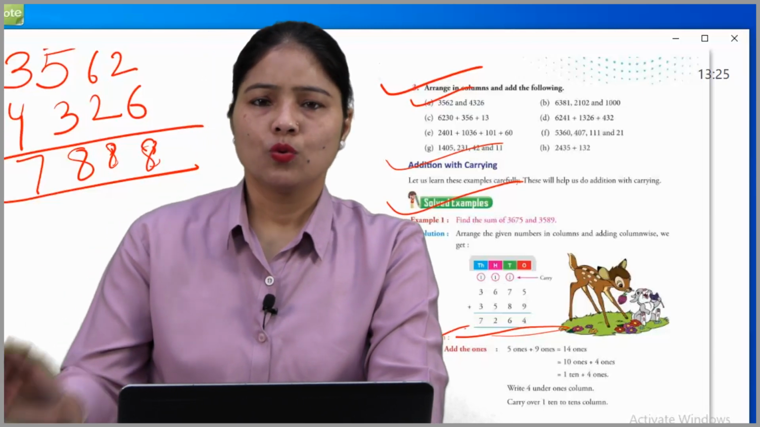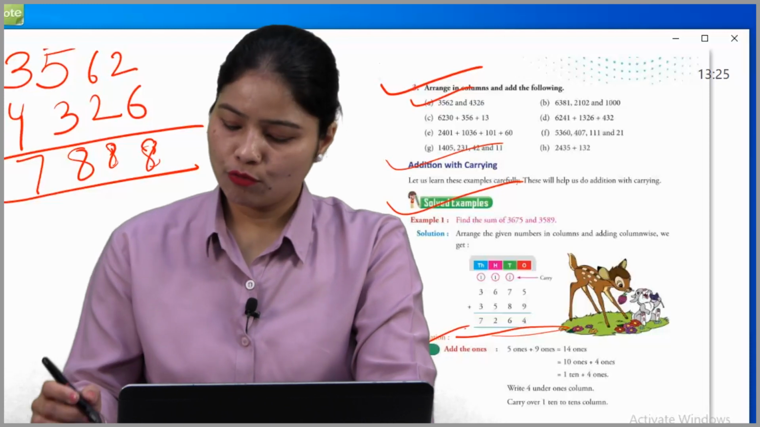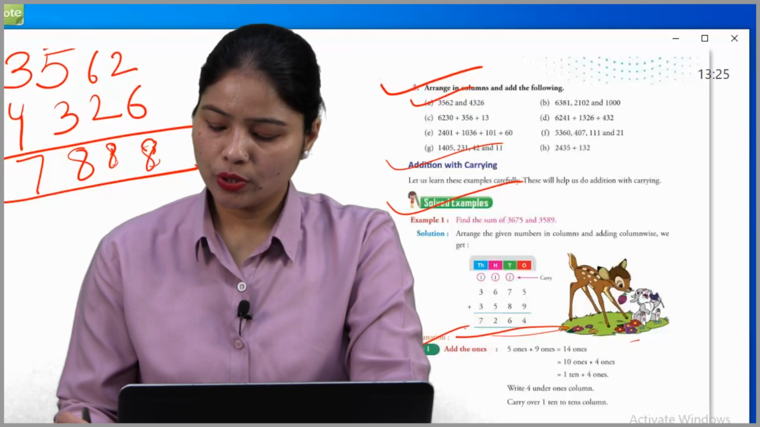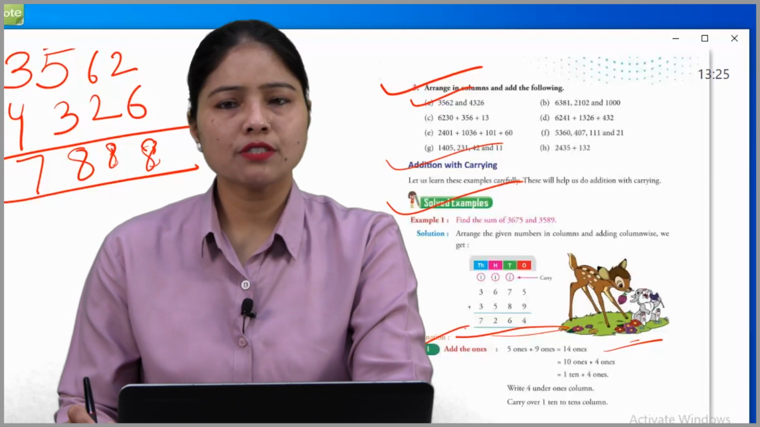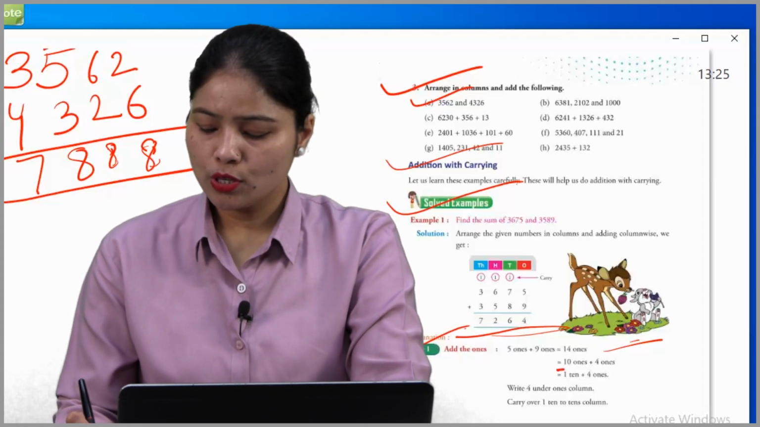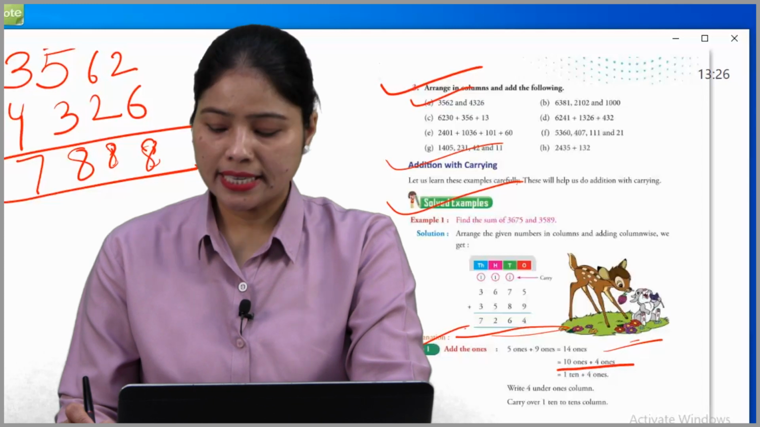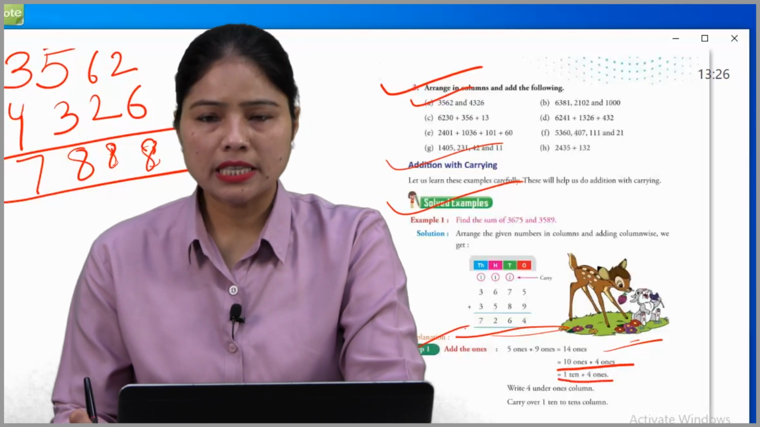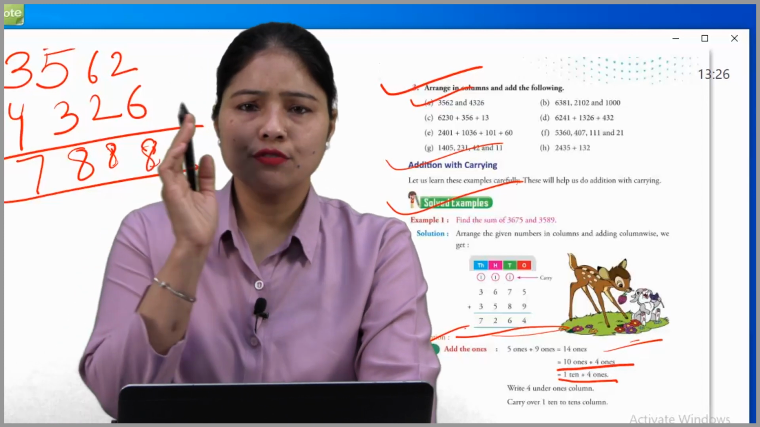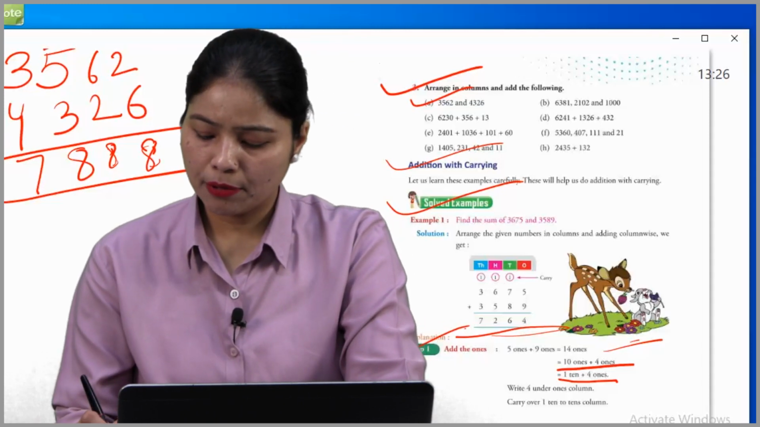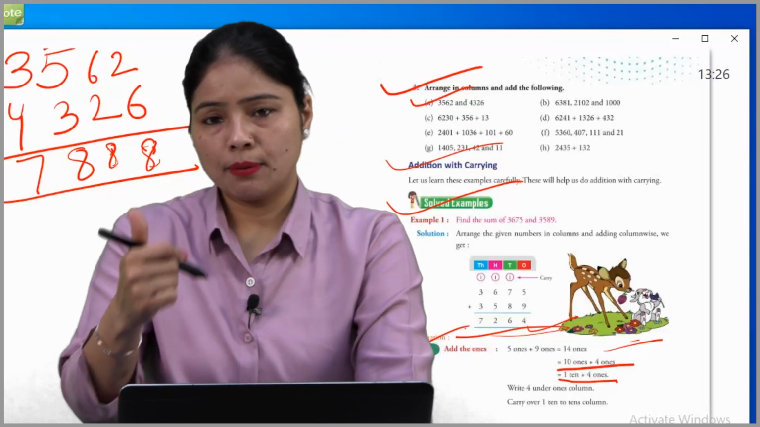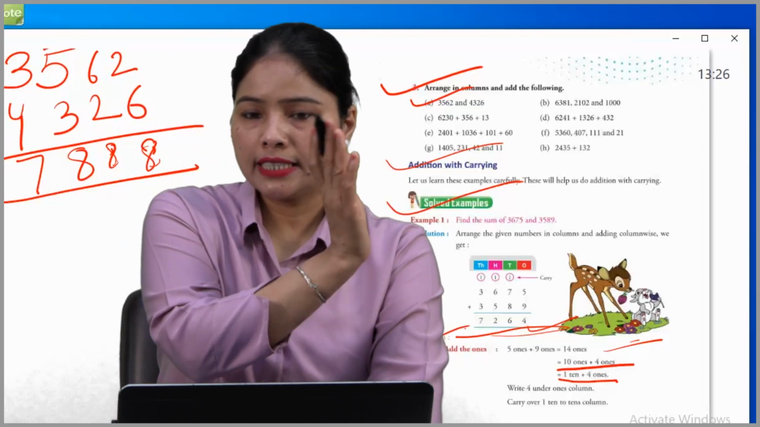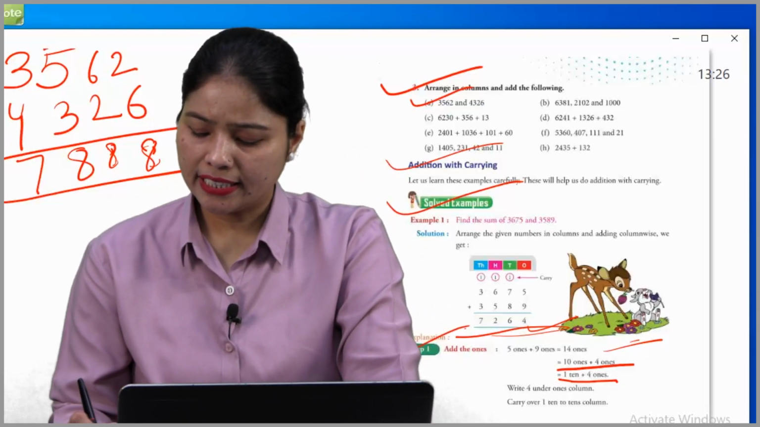Add the ones. 5 ones plus 9 ones is 14. Okay. Like this. So 14 कैसे बना बच्चों? 10 ones plus 4 ones इन दोनों को मिलके बना. So 10 ones plus 4 ones makes number 1 ten plus 4 ones. So write 4 under 1. हमने यहाँ पर 4 लिख दिया and carry 1 ten to tens. जब हमारा कैरी होता है तो हम आगे फॉरवर्ड करते हैं, तो ये हमने एक कैरी दे दिया.